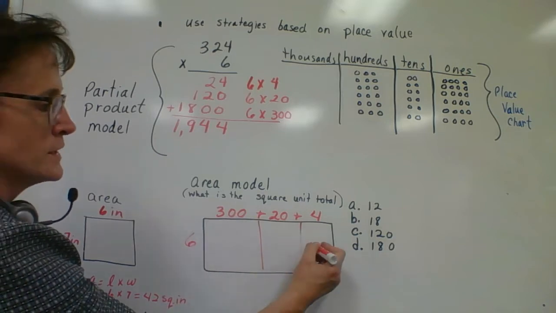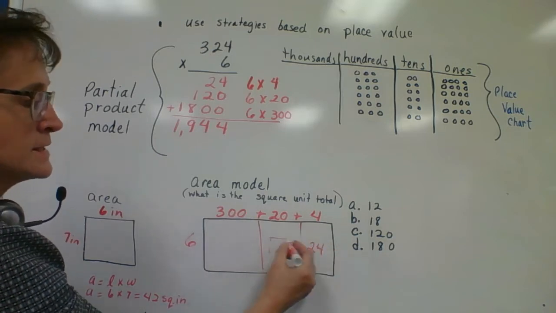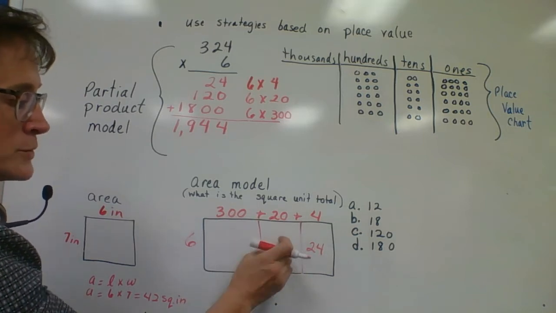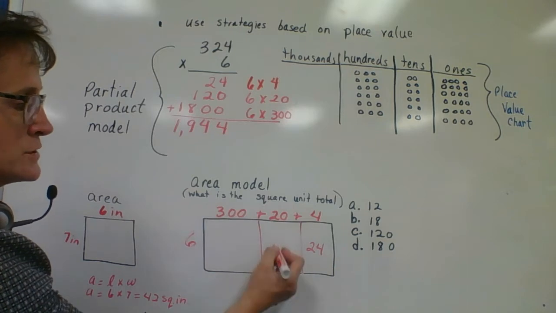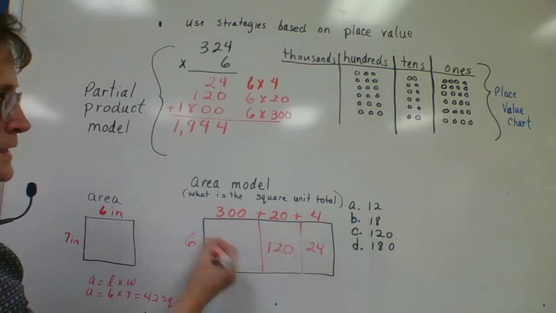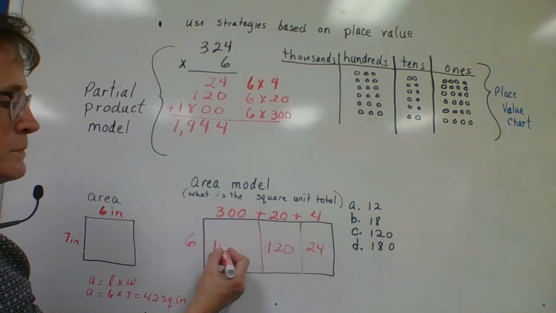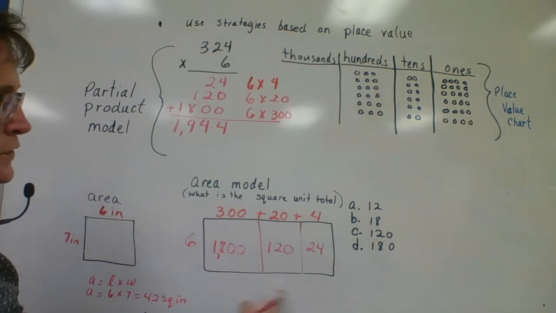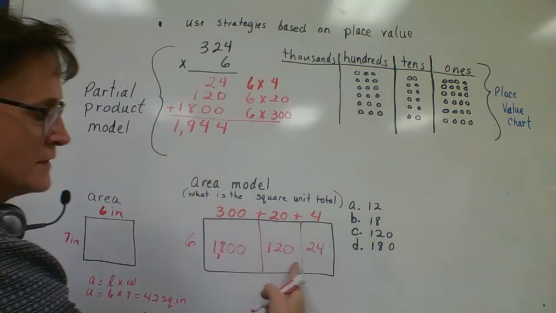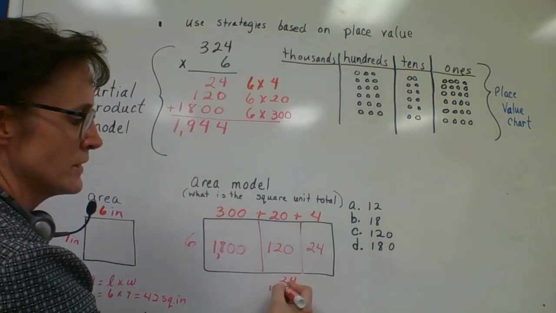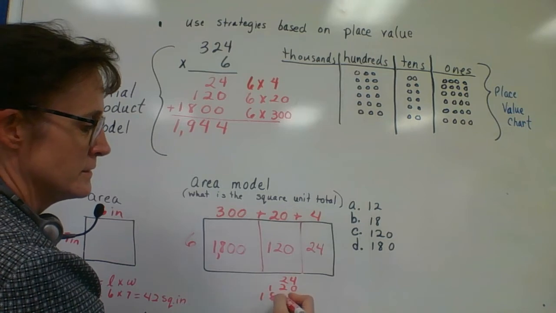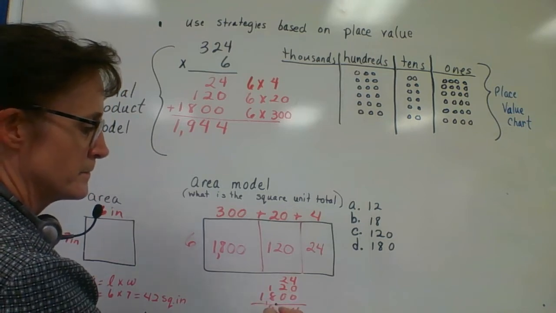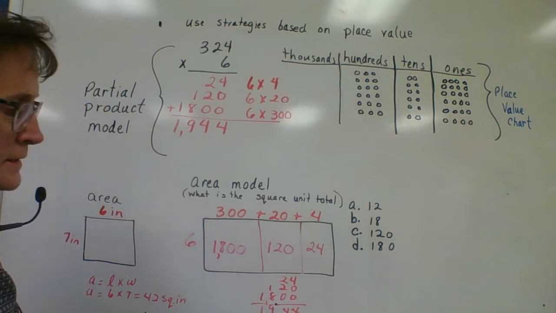So 6 times 4 is 24. Again, they might see a test question with a box in one of these areas, and they have to know how much is in that partial product. 6 times 20 is 120, and then 6 times 300 would make 1,800. With this model, as with the other model, once I have my partial products, I still need to add them all together to get my final product.